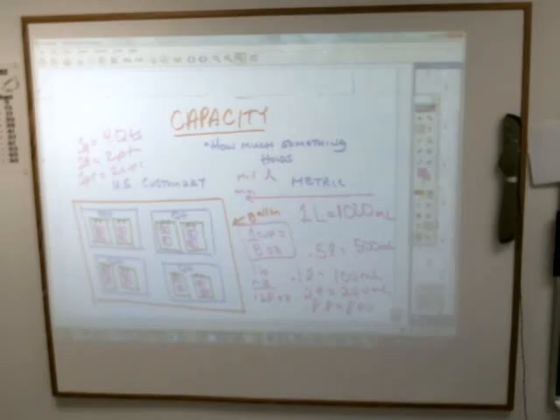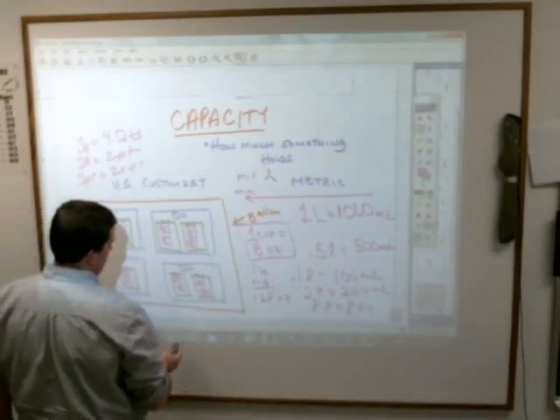Jacob? Is there anything bigger than a liter? 2 liters. Is it 2 liters?